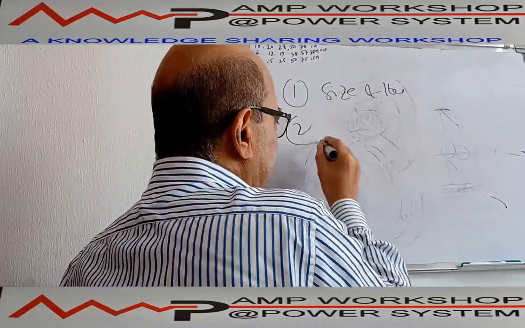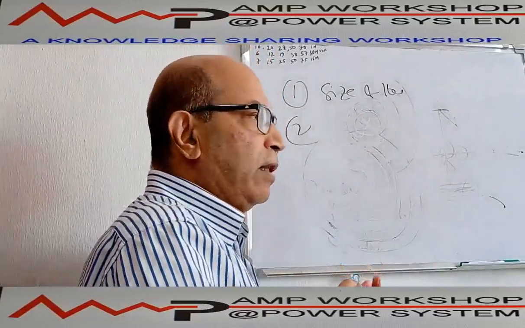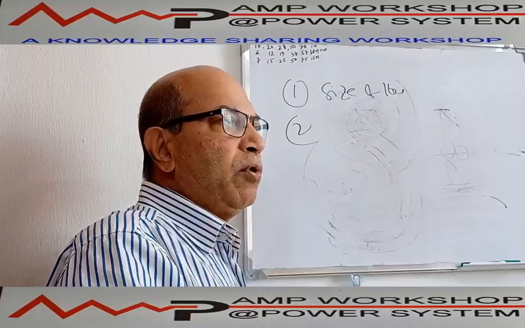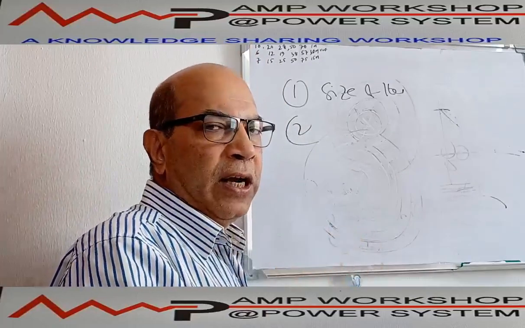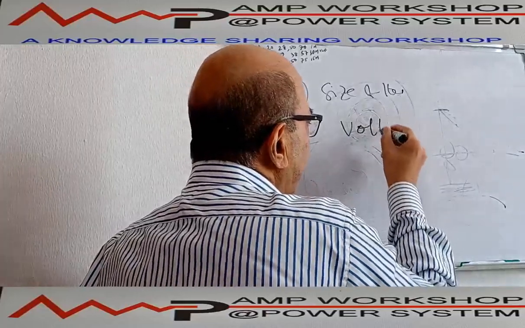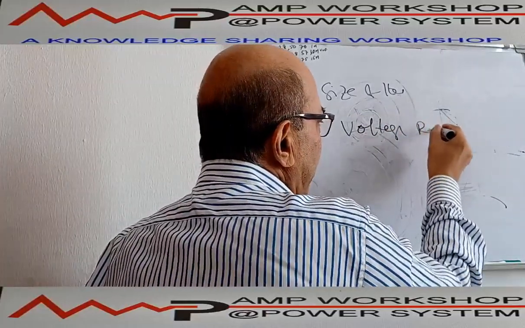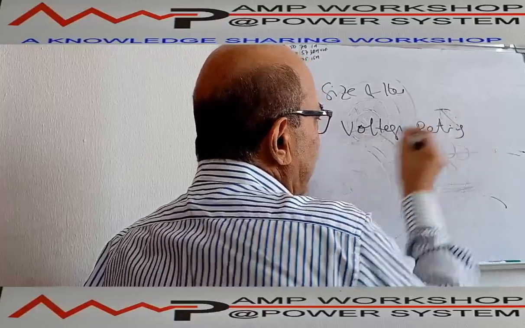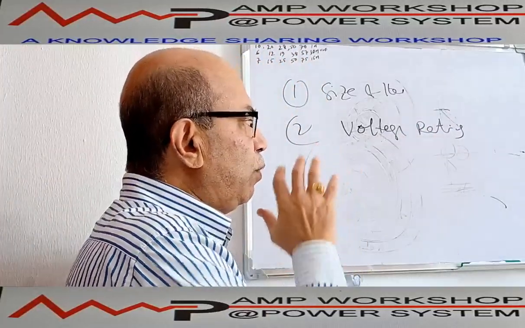Second part, what is that? We have to put the insulation. Now there are different voltages, so we have to decide which is the right voltage grade of the cable. So the second part is the voltage level or voltage rating of the cable. That is to be decided. Okay. These are the two parts.